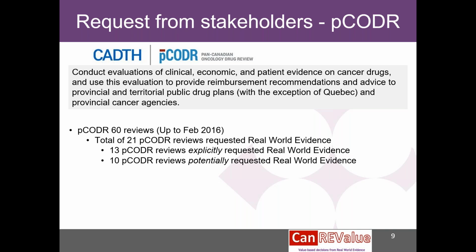And for the first 60 drugs reviewed by PCODR, CADTH, up to a total of 21 reviews actually make reference to a request for real-world evidence. 13 of those were more explicit, and 10 of those were more implicit and potential. Of note, they don't add up to 21; they add up to 23 because some reviews have both explicit and also some implicit reference to real-world evidence.